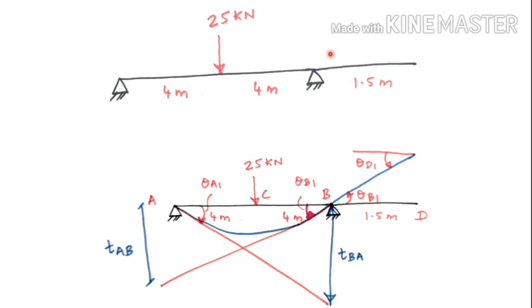Since the overhang part is not having any load, from B to D the deflected shape is not a curve, it will be a straight line. Since it's a straight line, the slope at any point on the straight line is constant. So theta B1, which we have already calculated in the previous video, is equal to theta D1. So we are not required to find the value of theta D1.